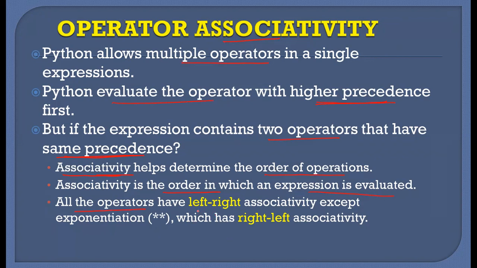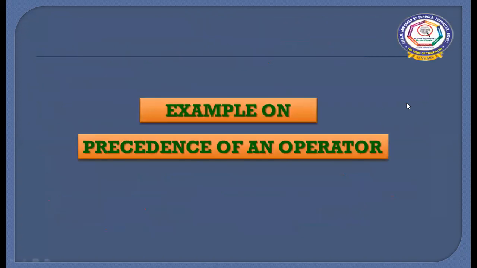All the operators have left to right associativity. So it has to be evaluated from left to right, except the exponent operation. That is, this will work with right to left associativity. So when you are working with the exponent operator, you have to evaluate from right to left, but other operators you can work from left to right, and you have to follow the precedence rule. We'll see some examples of how to evaluate a given expression.